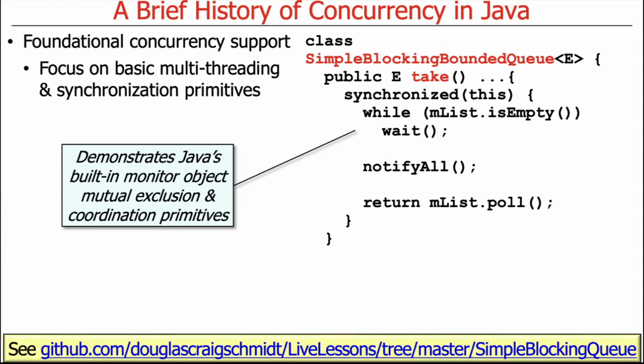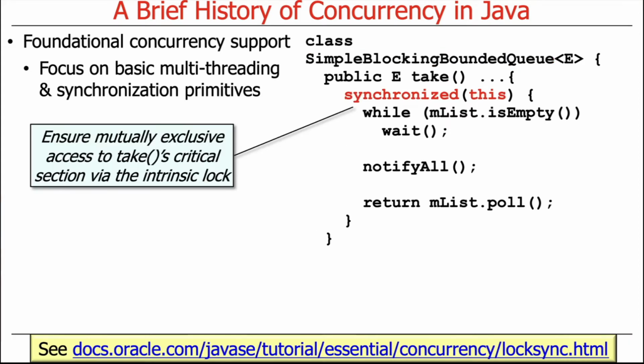So let's take a look at a simple example. Here's the take method on the simple blocking bounded queue, and this demonstrates Java's built-in monitor object and mutual exclusion and coordination primitives. So take, what its semantics are, it says wait for something to show up in the queue, and then take it. If there's something there, we'll take it right away. If there's nothing there, we're going to wait. So what take does is it acquires what's called the intrinsic lock. Every Java object has a lock, which is the intrinsic lock. And this synchronized basically says, wait until I have exclusive access. No other threads are in that critical section. It's like the restroom in an airplane.